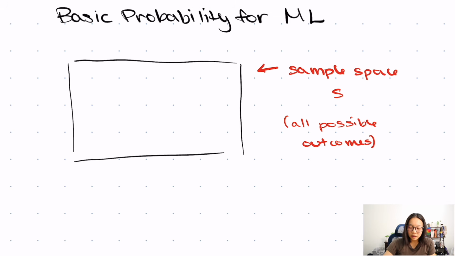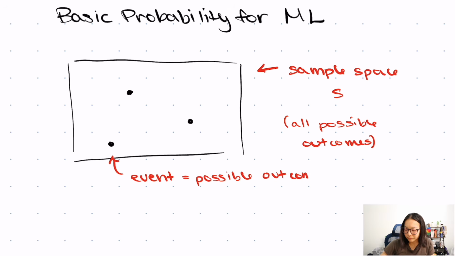Now inside of this box, I have different points. And each of these points is actually an event. So this is an event. And an event is a possible outcome of this trial. So it's a possible outcome. And I'm just going to name it A. So, this specific event here is known as A.